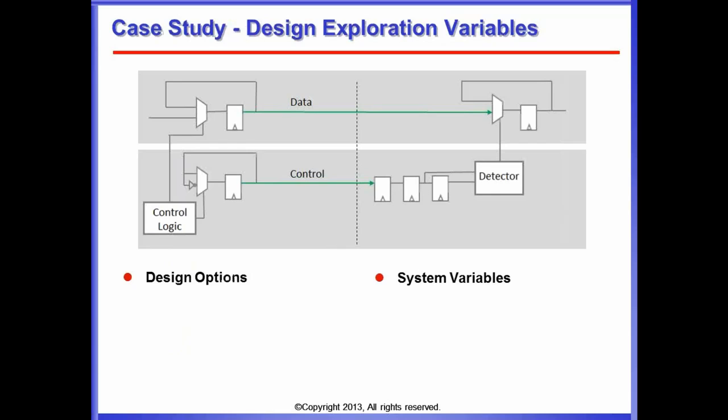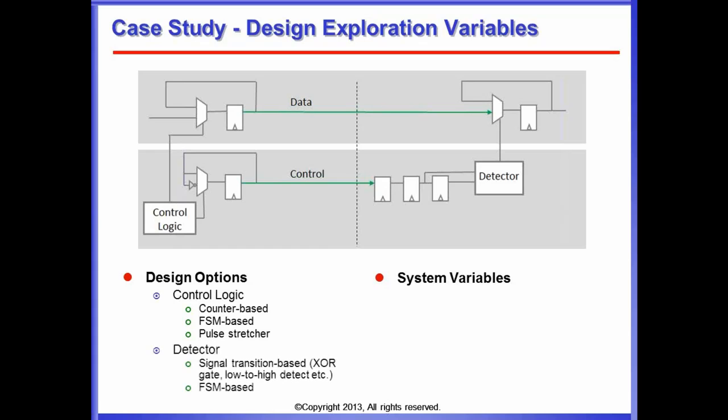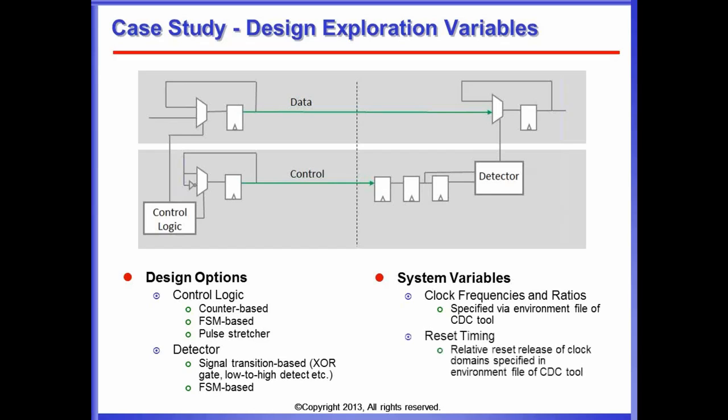Now, looking at the variables or how this is implemented, this is the same picture as before. You have a control logic and a detector controlling the data path in this handshake example. The options for the control logic are counter-based, finite state machine-based, or a pulse stretcher. For the detector, you can have a signal transition detection like the XOR you've seen before, or a finite state machine. The variables, of course, are the clock frequencies of the transmit and receive domains, how these edges are aligned, the ratios of them, and also, of course, the reset timing.